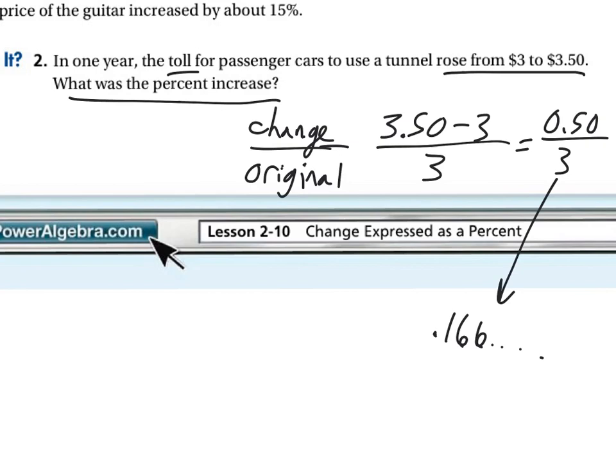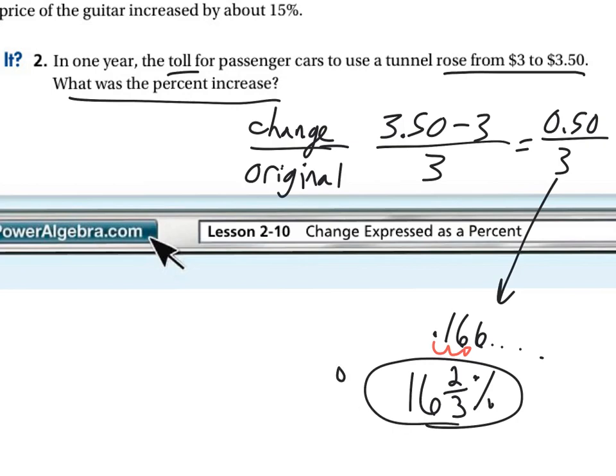So, since they didn't tell us how to round, we technically don't really have to round this one. If you move the decimal over 2 spots, that would be 16.6 repeating, and 0.6 repeating would be 2/3. So we could say it's 16 2/3%, or 16.6 repeating percent. Again, if we were going just to the nearest percent, we would say it was a 17% increase.